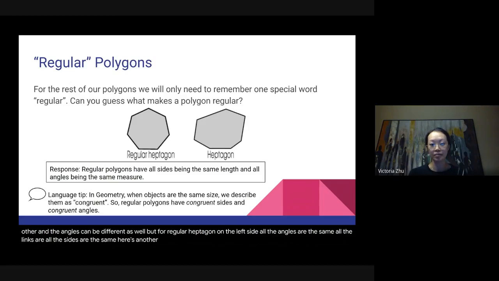Here's another language tip. In geometry, when objects are the same size, in this case, sides are the same length or the angles are the same measure, we use the word congruent to describe them. So we can change our response to say that regular polygons have congruent sides and congruent angles. We will be using incongruent a lot in geometry.